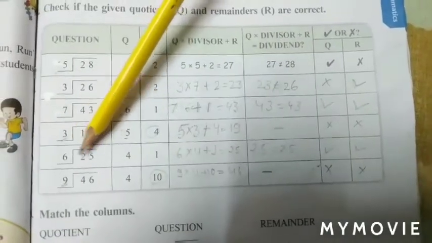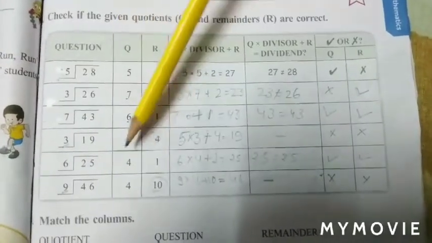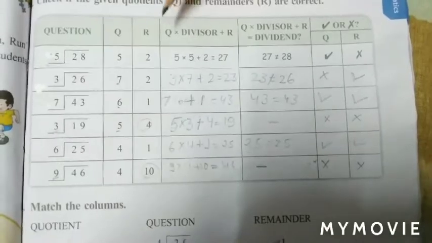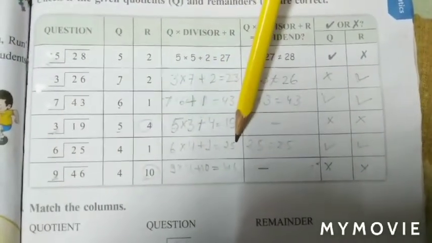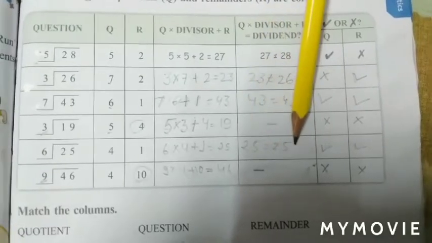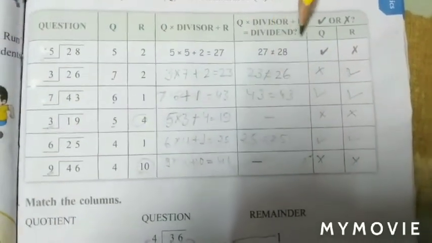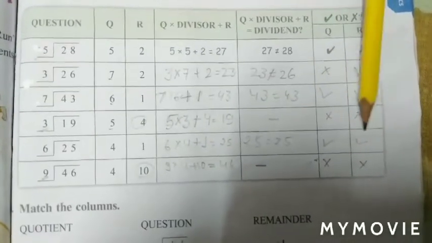We will divide 25 by 6. 6 fours are 24. This is correct. Quotient 4 is correct and remainder will be 1. When you put the values in this formula, 6 into 4 plus 1, you will get 25, and 25 equals 25. So in this question, quotient is correct and remainder is also correct.